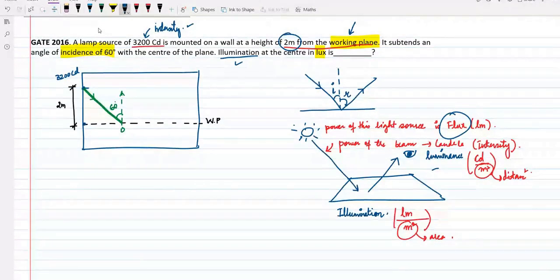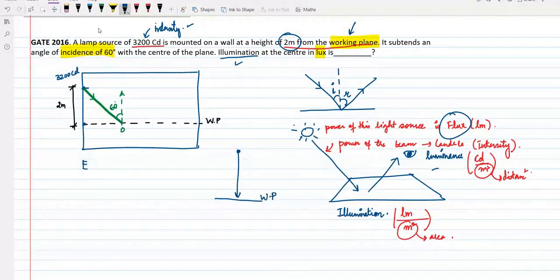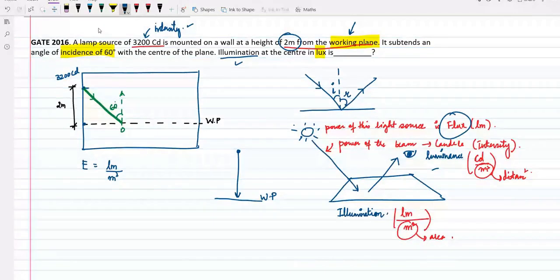Now, we are asked for the illumination. The third part of the concept is when we are asked to calculate the illumination, E, if the light source is falling perpendicular to the working plane. The formula would have been lumen per meter square, okay? But it's falling at an angle.